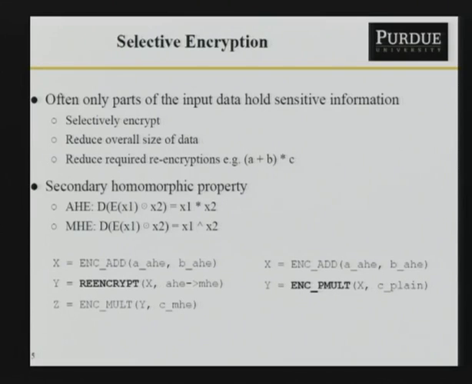Now, so far we talked about homomorphic encryption schemes that involve having 2 encrypted values and then combining them in some way, and then when you decrypt them, you get the result you want. Now, there's a secondary homomorphic property which involves you encrypting one of the 2 values, but having the second value in plain text.